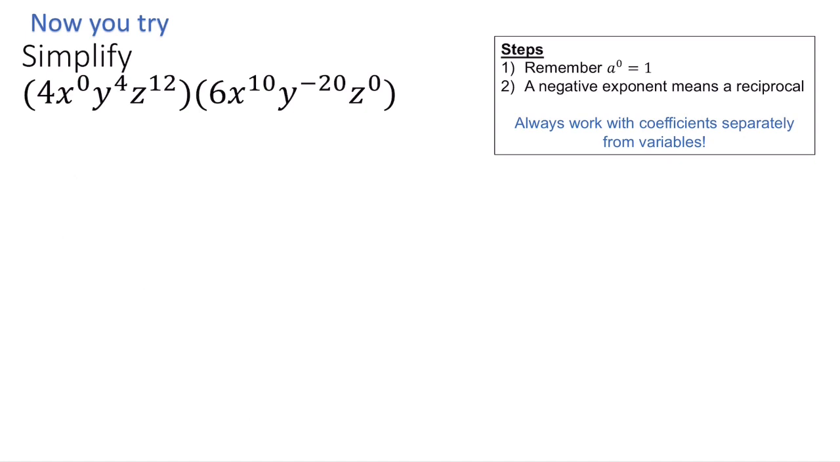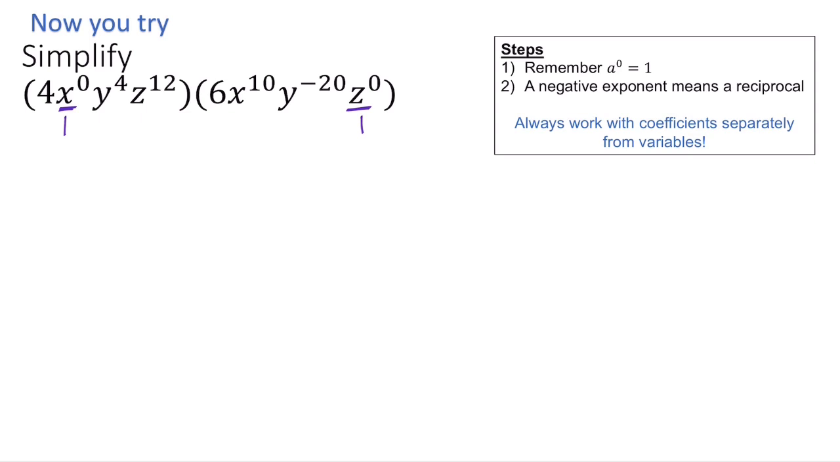So now you can go ahead and pause the video and try simplifying this problem on your own. So you can see here we have a bunch of terms that have zeros, right? So that x to the 0 is 1, right? Anything to the 0 power is 1. That z to the 0 is also 1.